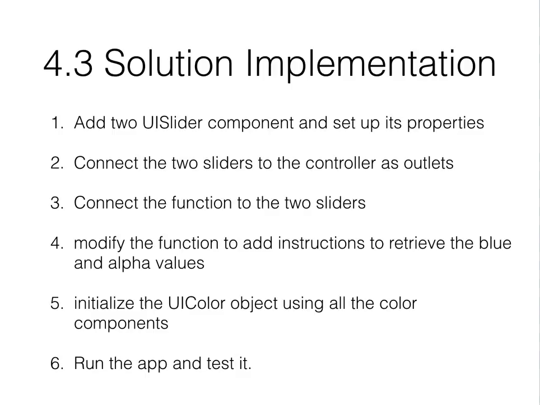Then we modify the function to add instructions to retrieve the blue and the alpha values. Then modify the instruction that initializes the color object so that we can use the blue and the alpha values instead of a 0 and 1. Finally, run the app and test the different components, and that concludes iteration number 4.